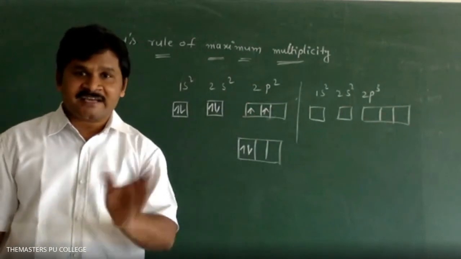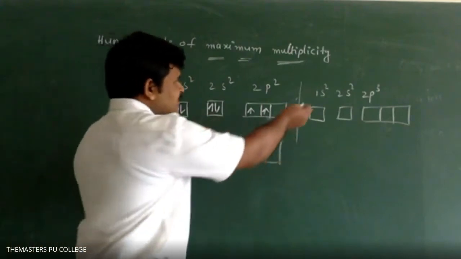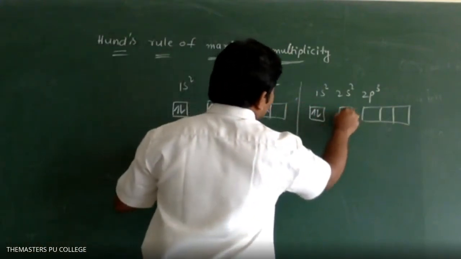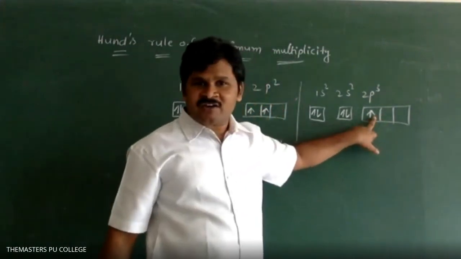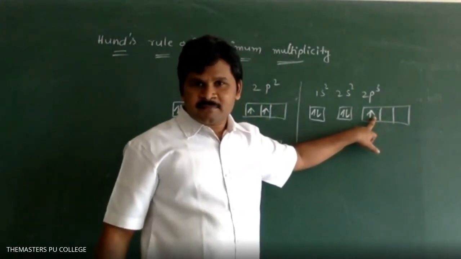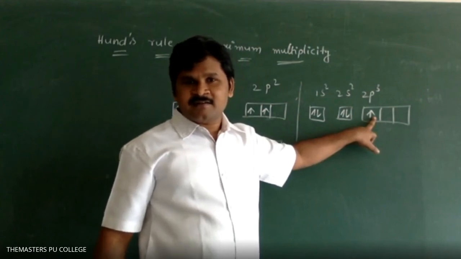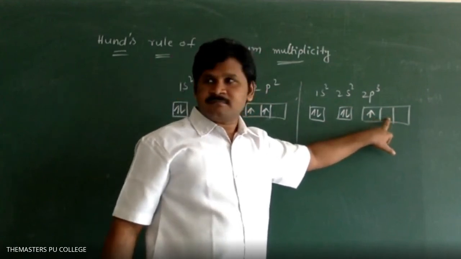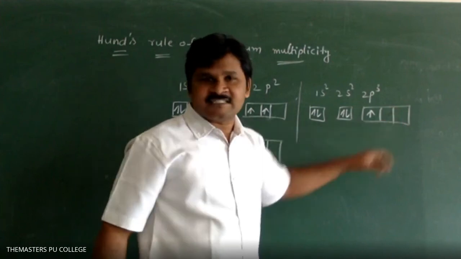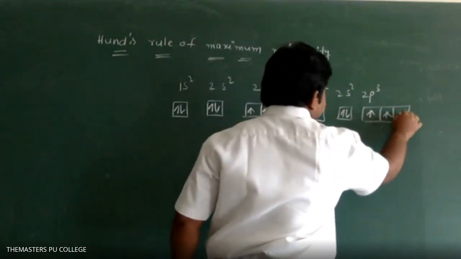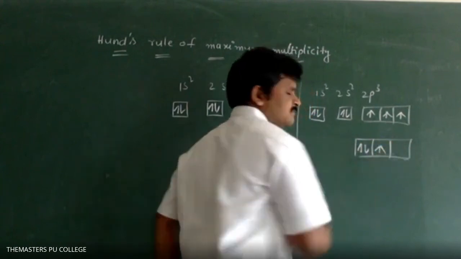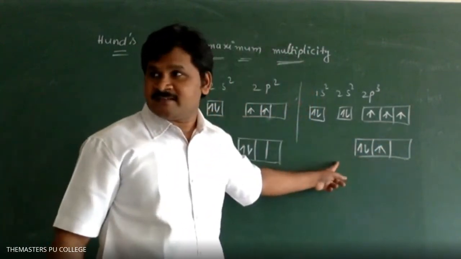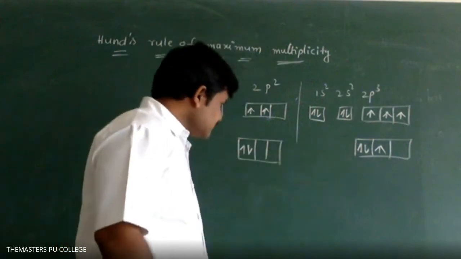Okay, now are you clear about Hund's rule? Yes, sir. Please write down. For this, how to write? 1s2, 2s2, 2p. The second electron, here or here? Next box, sir. This is correct for 2p3. This is also 2p3, but we should not write like this according to Hund's rule.